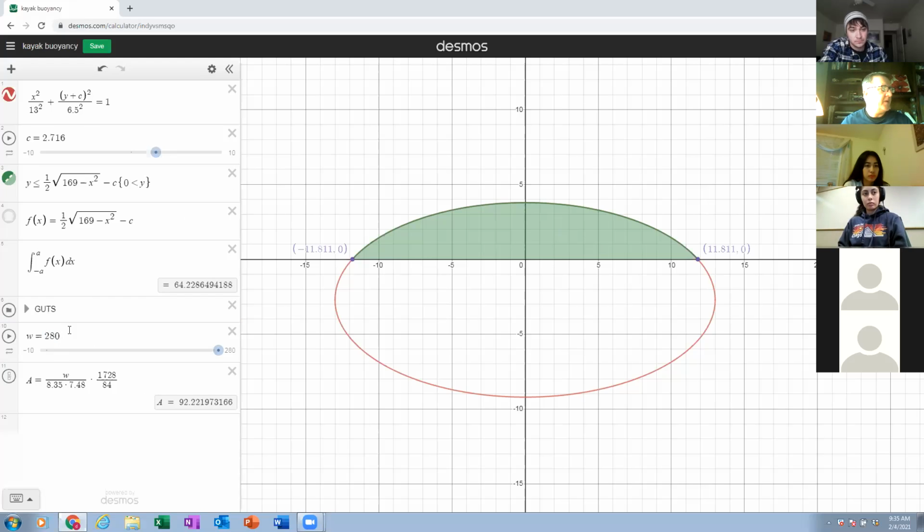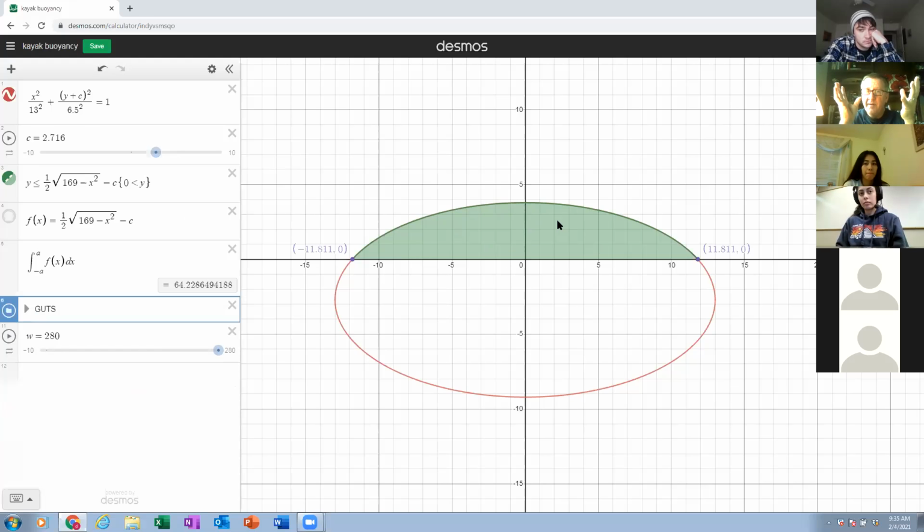So here's the question. I just picked a number randomly here. I just picked 280 for my weight, and that's kayaker plus boat. And I made a little formula for myself to kind of save me some time here that I kind of don't want you to see. What do you do to that number to figure out what this green area is? Because that's the amazing thing. You know how much weight you have, and thanks to Archimedes, we know that's exactly how much water is going to be pushed out by that boat.